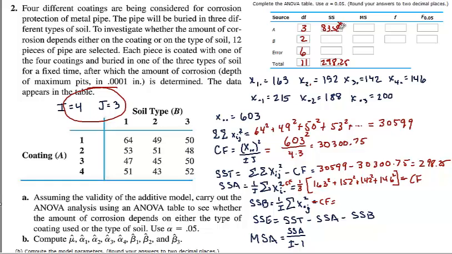83.58, and that should get you that guy. Doing the SSB, that's going to be 1 over J, and then there's this 1 over I, so this is 1 over 4, sorry about that, and then you'll just square each of those column values starting with the 215.